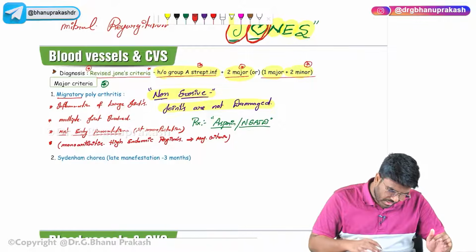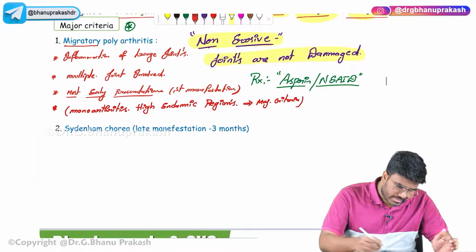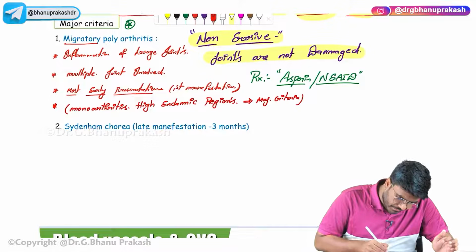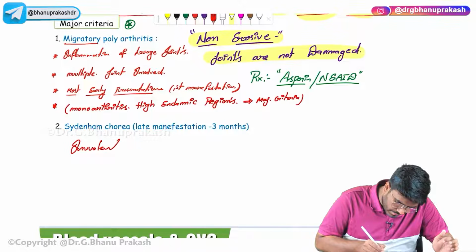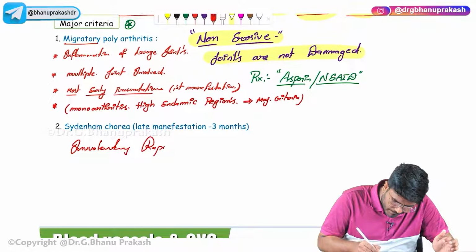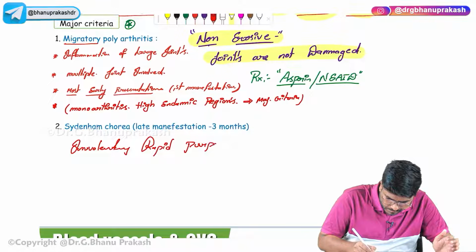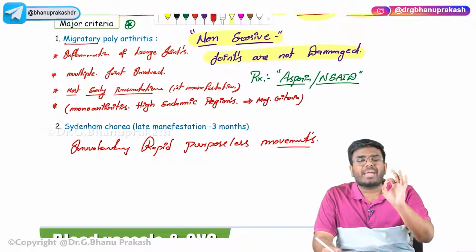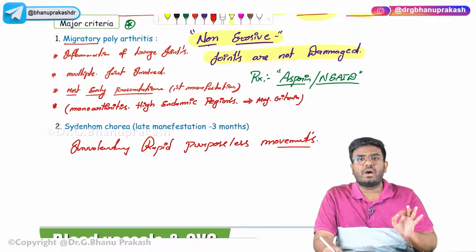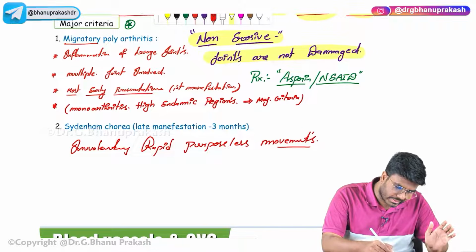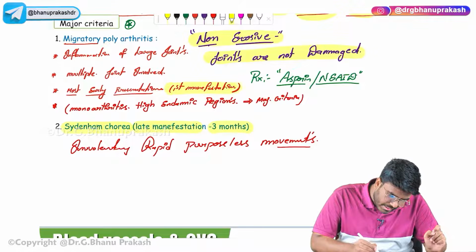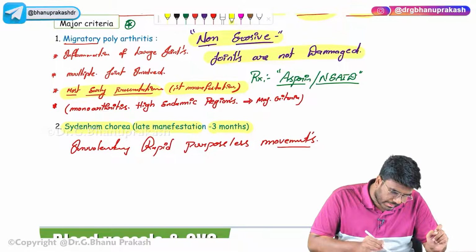Okay, now after this, Sydenham's chorea. What exactly is the Sydenham's chorea? It is involuntary, rapid, purposeless movements. Okay, this is a late manifestation. The late manifestation out of all the JONES criteria is the Sydenham's chorea only. So Sydenham's chorea is the late manifestation. Earliest manifestation is what? The first manifestation or the earliest manifestation is migratory polyarthritis.